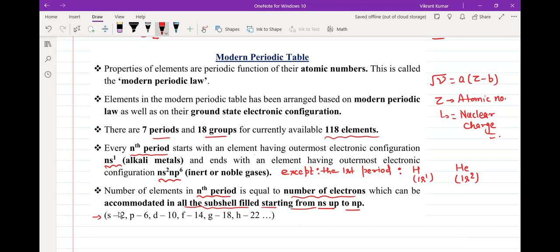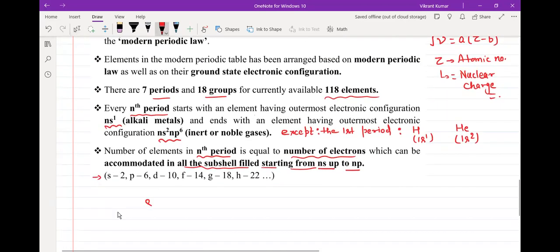Now analyze this. If I ask you about the 8th period, how many elements are you expecting to be in the 8th period? Can you tell me? How many elements are we expecting to get in the 8th period whenever this period is completely filled? Anyone?